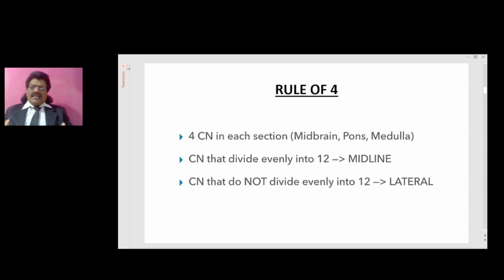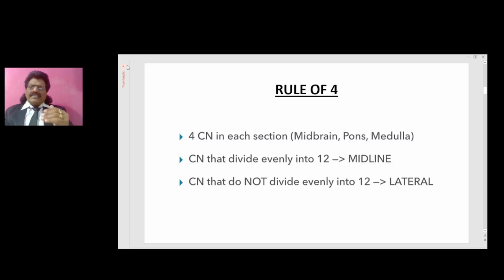The cranial nerves that divide evenly into 12 are placed midline. That is, the cranial nerves which can divide 12 into equal parts are placed medially. For example, if we take midbrain, 3 and 4 nerves, they can divide 12 into equal parts. 12 by 3 is 4 and 12 by 4 is 3. So 3 and 4 cranial nerves are placed medially in the midbrain.